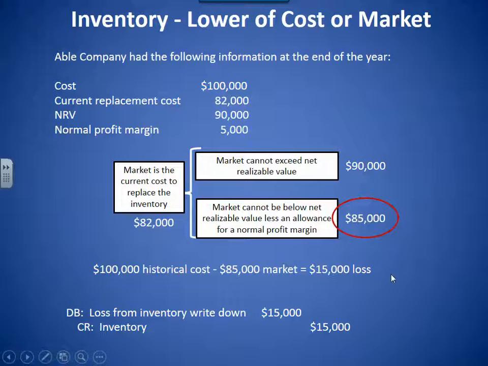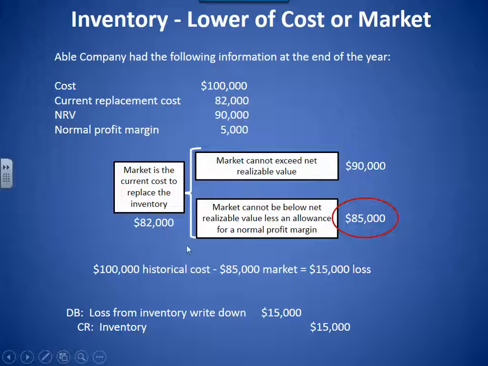So let's take a look at this next slide. We have some information here where we have a cost of $100,000. We have replacement cost for that item of $82,000. So we paid $100,000. We can currently buy it for $82,000. Its net realizable value is $90,000, and there is a normal profit margin that normally would occur on this $100,000 worth of inventory of $5,000. So in this case, market is the cost to replace the inventory, and that's going to be $82,000.